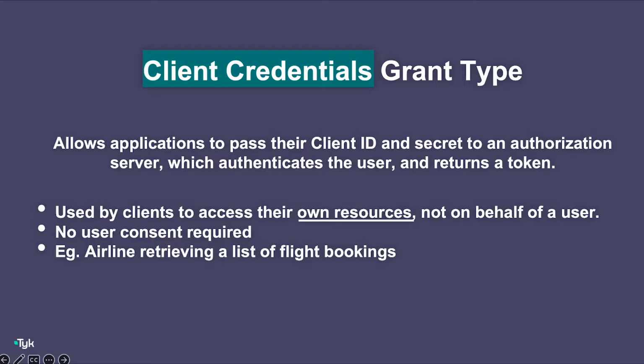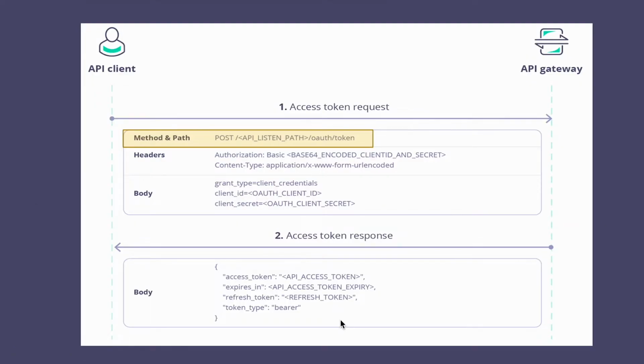Now, because looking at a use case is so useful, one scenario where using the client credentials grant type is the preferred approach is where an airline is retrieving a list of flight bookings. So in this case, the airline doesn't actually require the user's consent to display their flight reservation. Instead, the resource owner is the client itself, so the server can make that secured call to an API on behalf of itself. So now that we have a general overview of the client credentials grant type, let's do a deep dive on the actual flow itself.